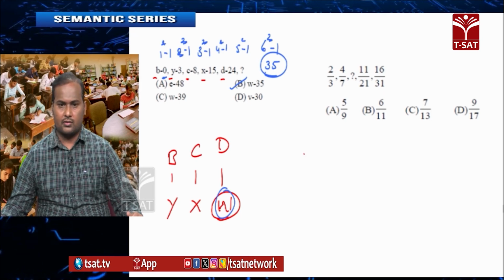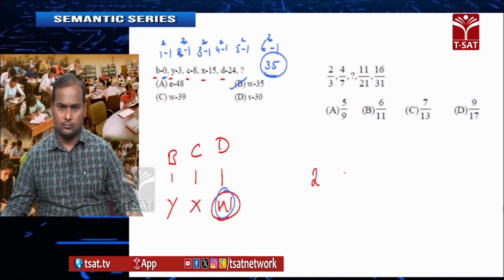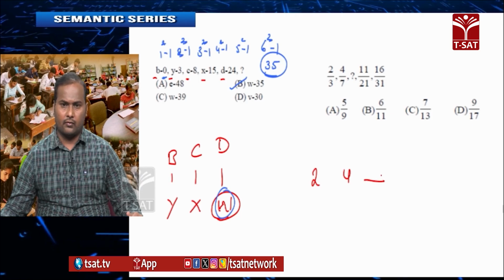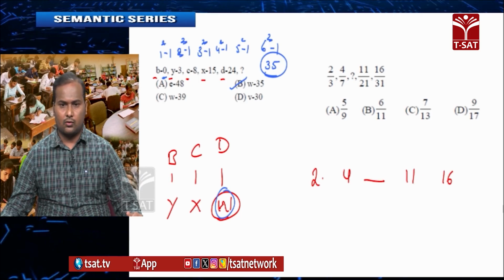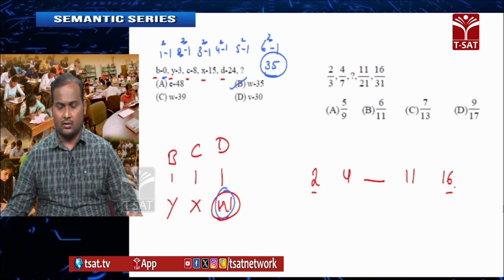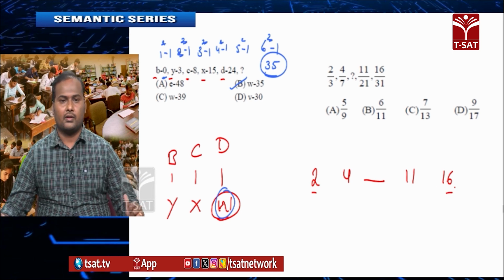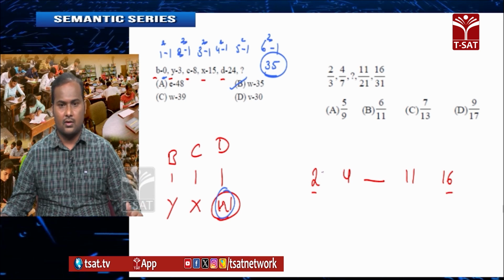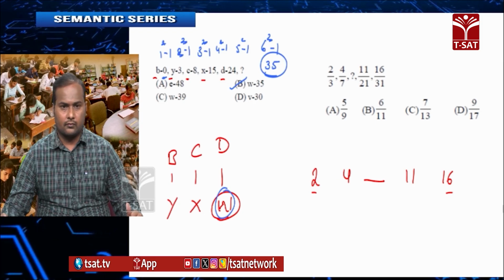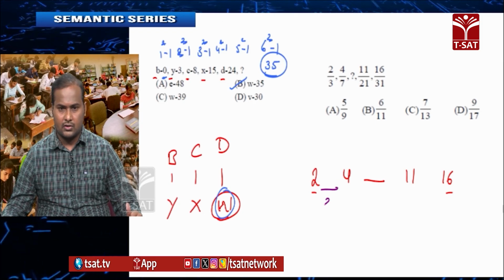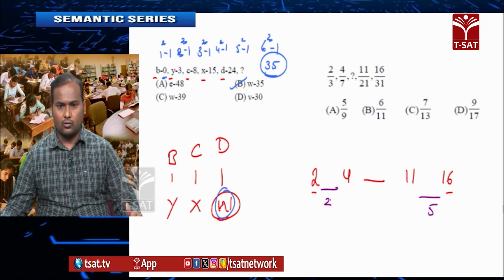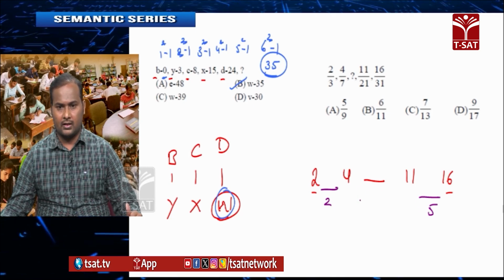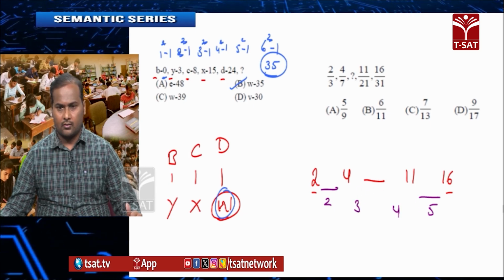Now take the numerator separately. So 2, 4, need to find the answer, 11 and 16. Here between 2 and 16, there is not much increase, so obviously I will take the difference. What is the difference between 2 and 4? The difference is 2. Here the difference is 5. So here 2, and here 5. Obviously here the differences will be 3 and 4.